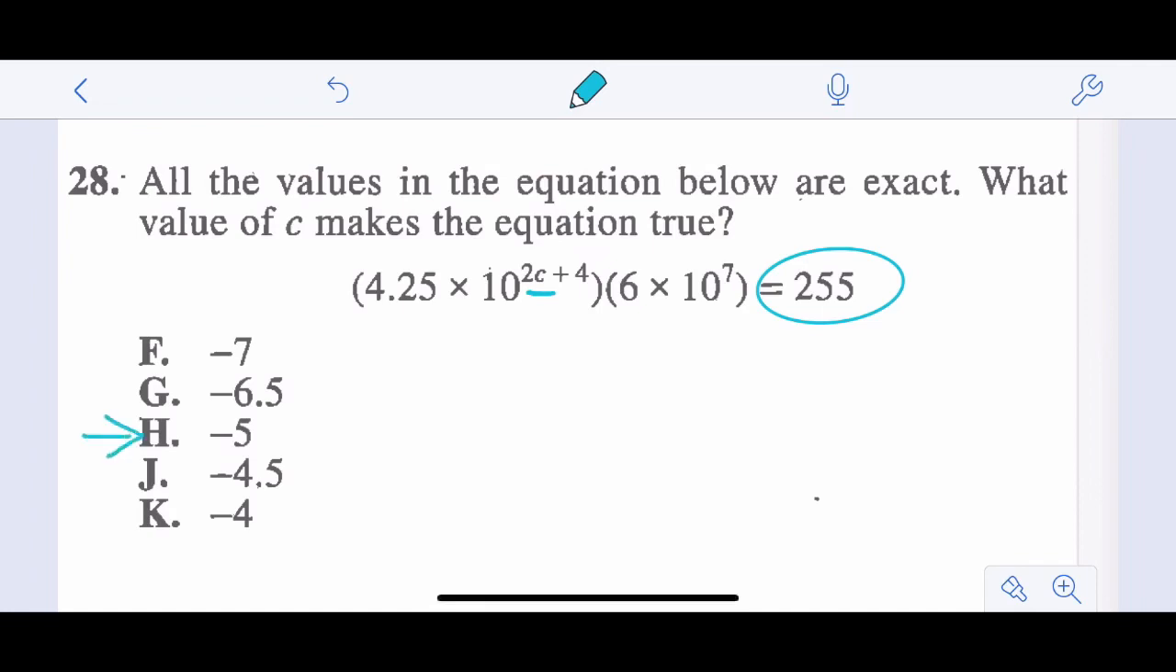I'm going to start with -5 and plug that into C, plug it in my calculator. So calculator makes it easier. And if I'm wrong, I can go up or down depending on what my answer is and just re-plug it into my calculator. So when I plug in -5 to C, I actually get the answer 255. So my answer is H.